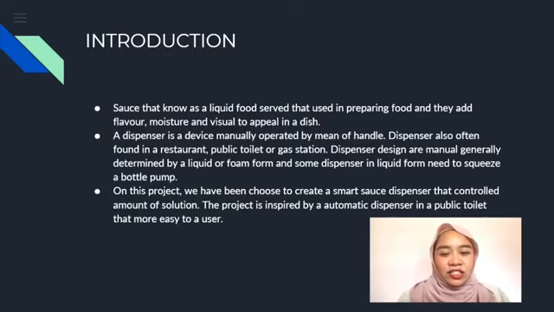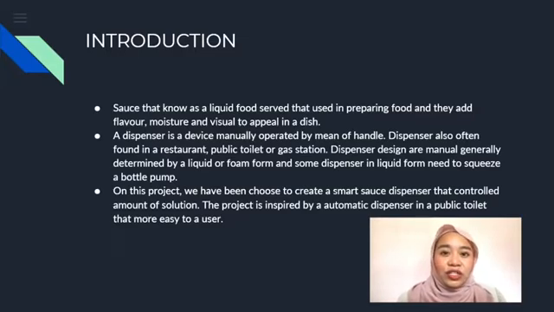For the introduction, sauce is known as a liquid food served in preparing food, and it adds flavor, moisture, and visual appeal to a dish. A dispenser is a manually operated device made of a handle, and is often found in restaurants, gas stations, and public toilets. Dispenser design can also be manually determined by liquid or foam form. For example, a liquid form dispenser needs you to squeeze a bottle pump.